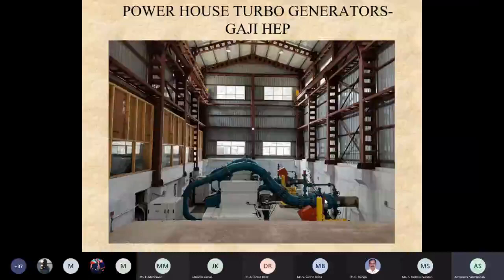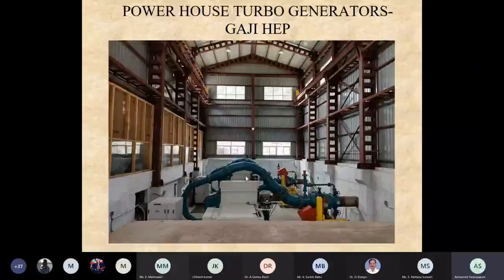From here the water comes, and here two jets are there. One jet will be here, another jet will just start to flow onto that turbine, and the turbine will be run. This is the horizontal shaft, so the turbine will run. This is the generator, and after that from the generator it will be taken to the transformer area.